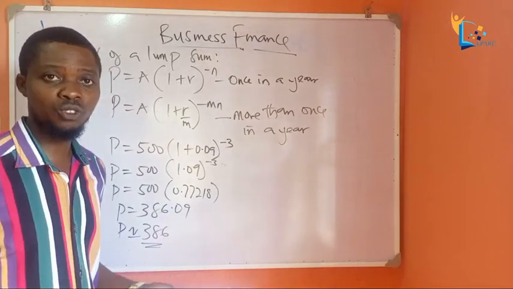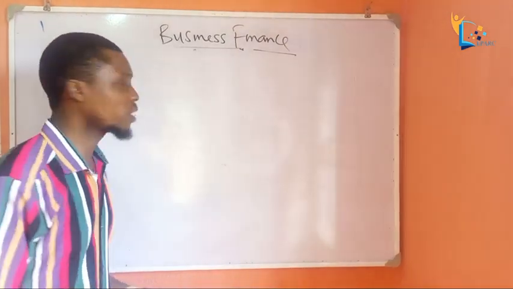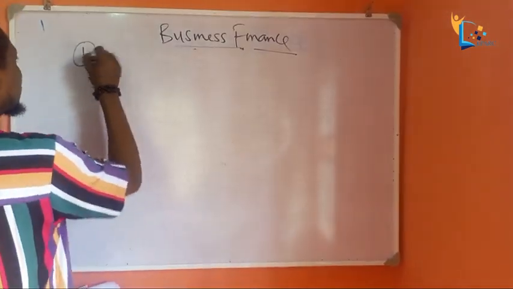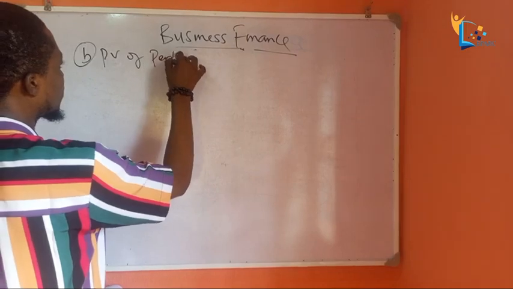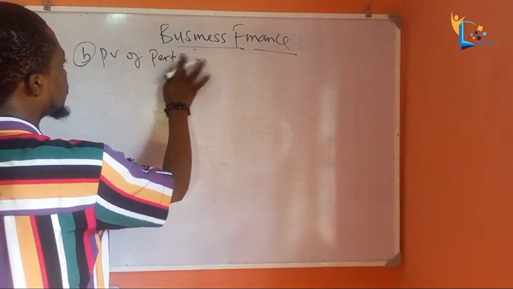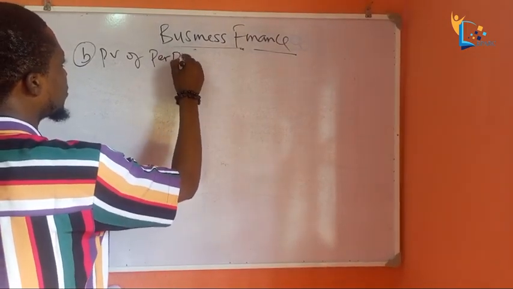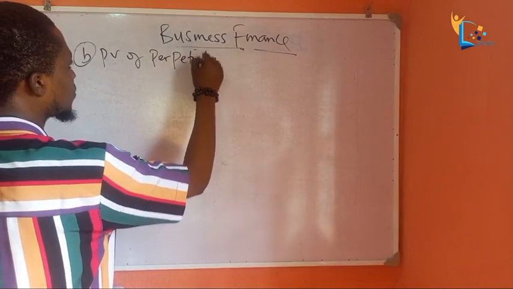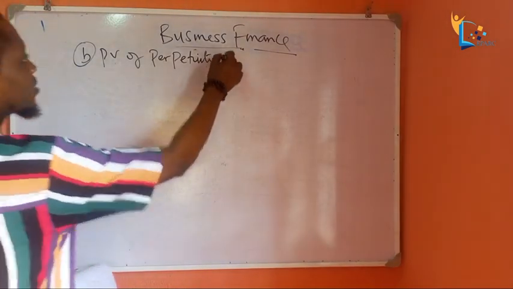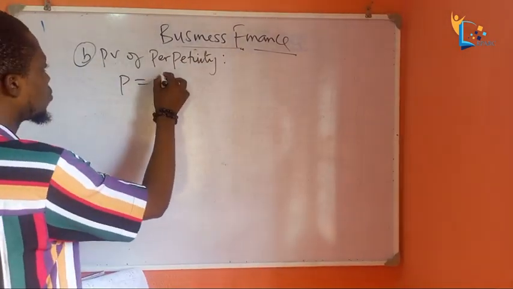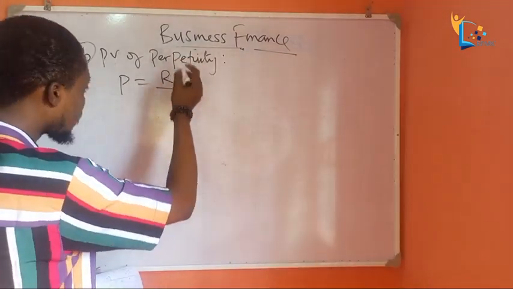So we'll move over to the next one. Are we ready? The next one is B, present value of perpetuity. Present value of what? Perpetuity. So now the formula is given as P equals R over r.